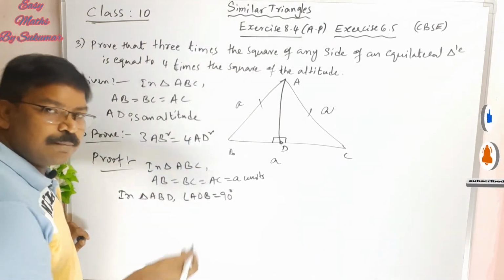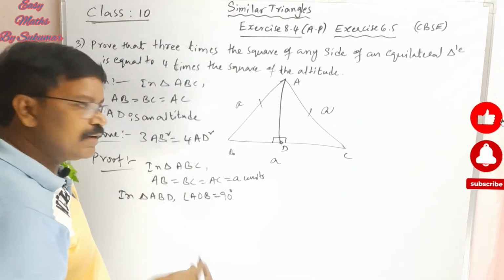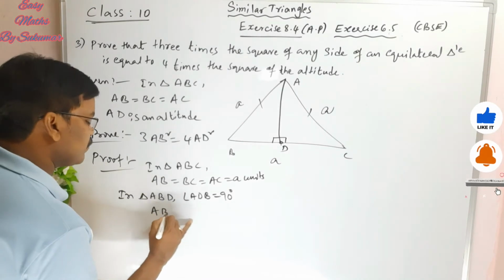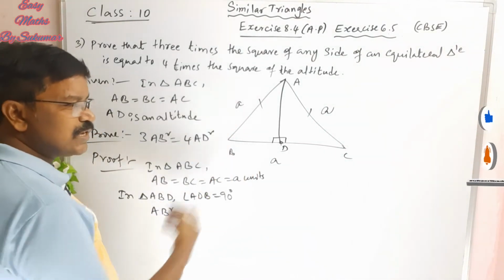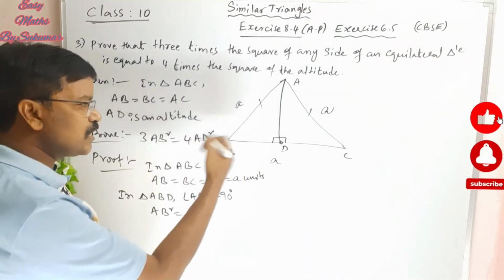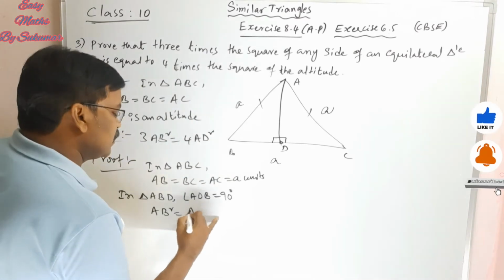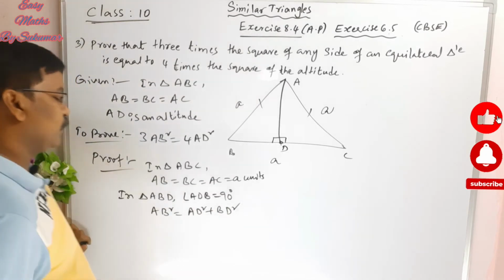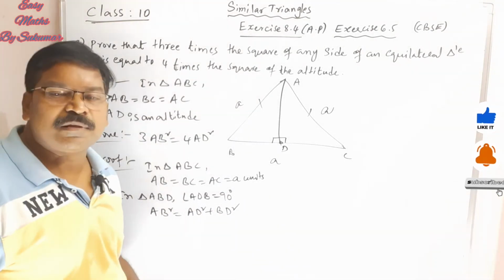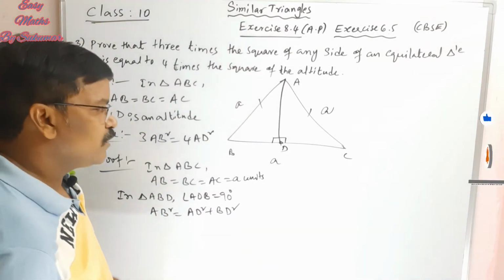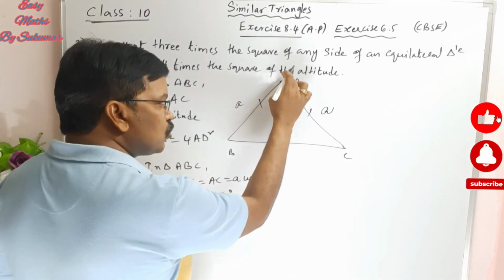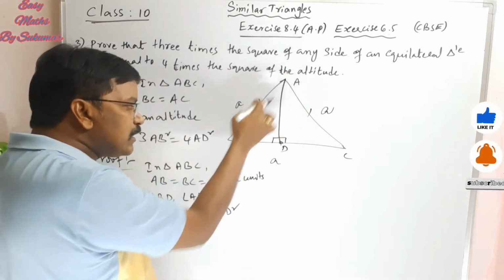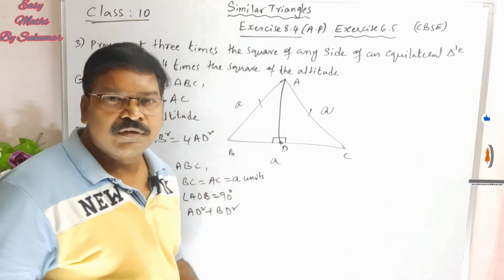Now we can apply Pythagoras theorem. In a right angle triangle, the square of hypotenuse is equal to the sum of the squares of the other 2 sides. That means AB square is equal to AD square plus BD square. Look here, my dear students. You don't know what AD is, but you know what AB and BD are.